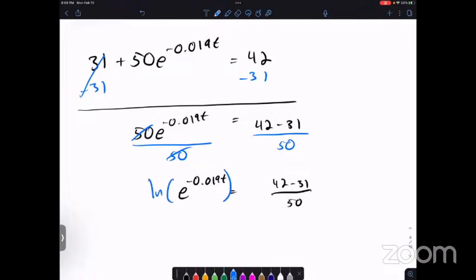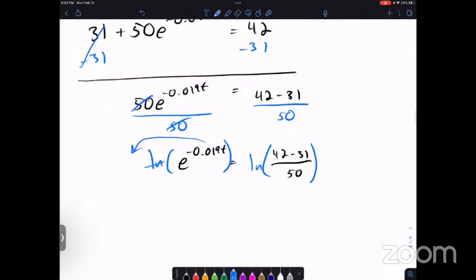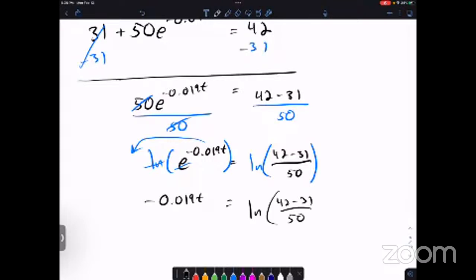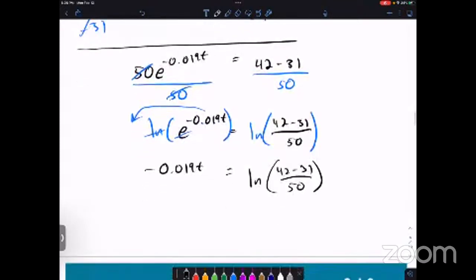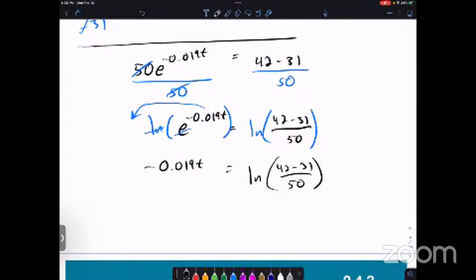On the left-hand side, we're going to have this negative 0.019 t. On the right, we're going to leave it as the log of 42 minus 31 over 50. Okay. Last thing, so ultimately t is going to be equal to the log of 42 minus 31 over 50, all divided by negative 0.019. Okay. That's what I was building in the calculator, right?